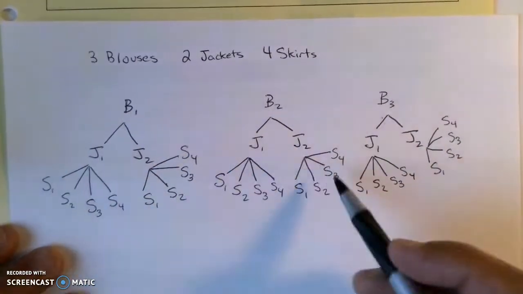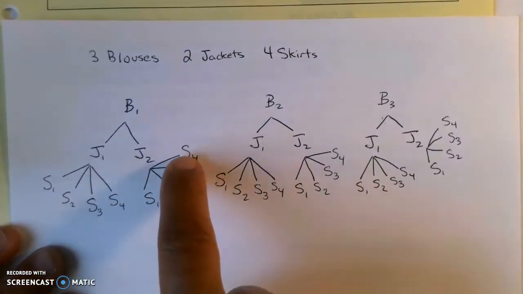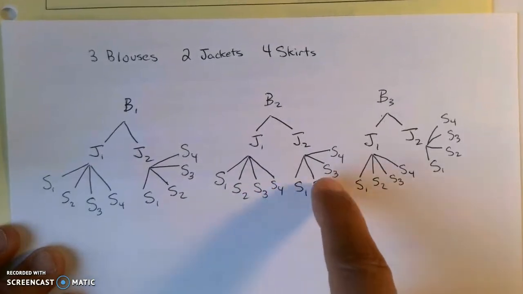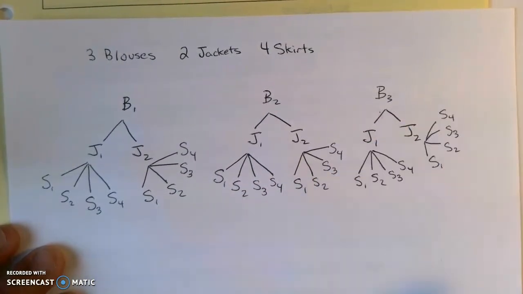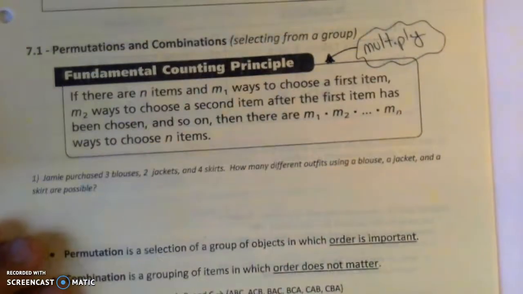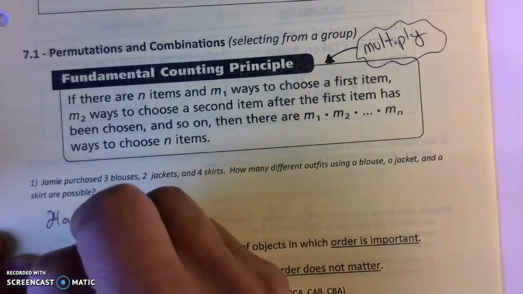And if you look at all the tree branches, the number of outcomes is 1, 2, 3, and so on, up to 24. 24 different outcomes. Now you don't want to be making that tree every time.